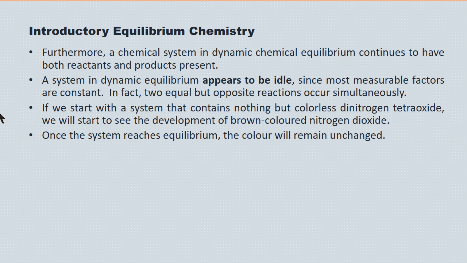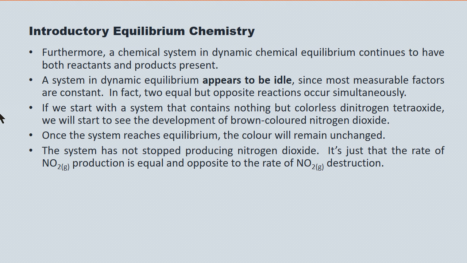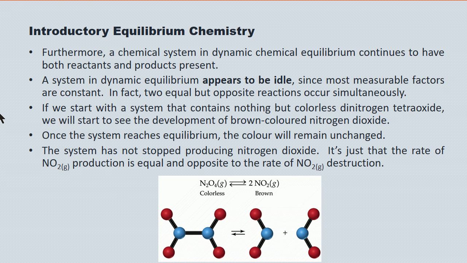It won't disappear completely. It'll sort of be intermediate in strength between pure nitrogen dioxide and a complete absence of nitrogen dioxide. And what's happening is the system has not stopped producing nitrogen dioxide. It's just that the rate of nitrogen dioxide production is equal to and opposite to the rate of nitrogen dioxide being destroyed in the reverse reaction. And graphically, it looks like this.